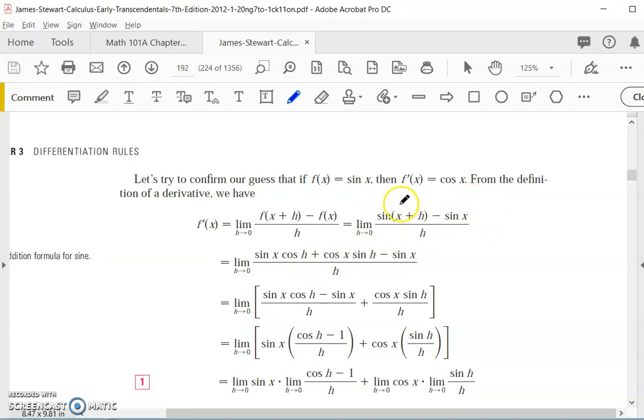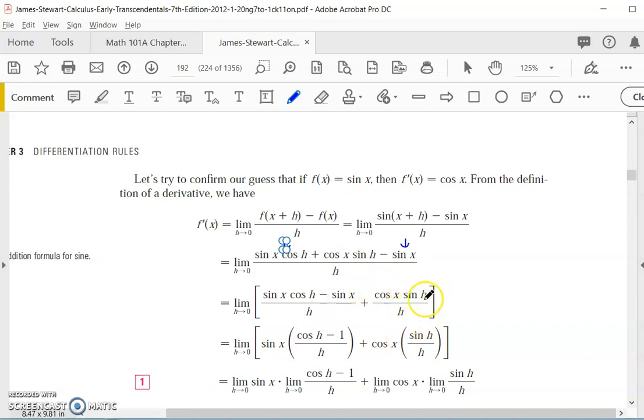So what we do is we replace it with the sum formula of sine. Remember from trigonometry or pre-calc, sine of a plus b is actually sine a cosine b plus cosine a sine b. So we rewrite sine of x plus h as sine x cosine h plus cosine x sine h, minus sine x, all over h. Then we group these two terms together because they have sine x as the common factor. So we have sine x times cosine h minus 1 over h, and the second one is cosine x times sine h over h.